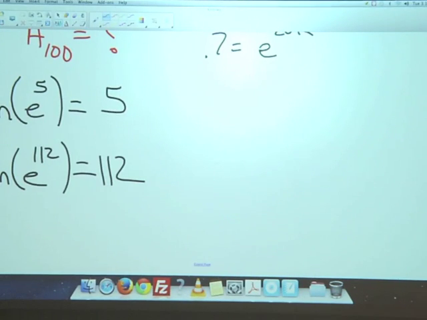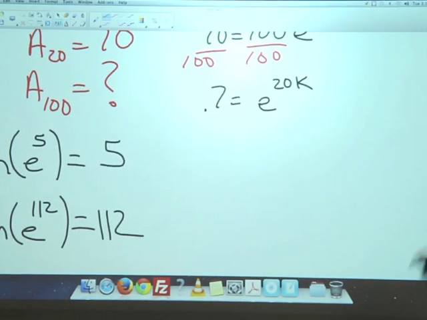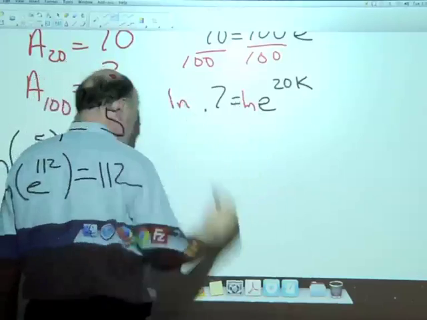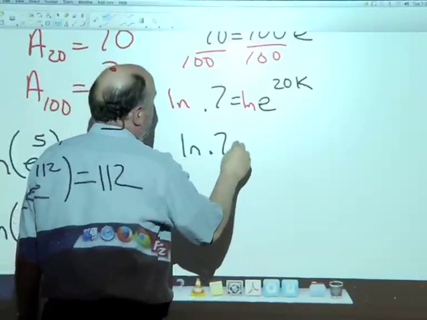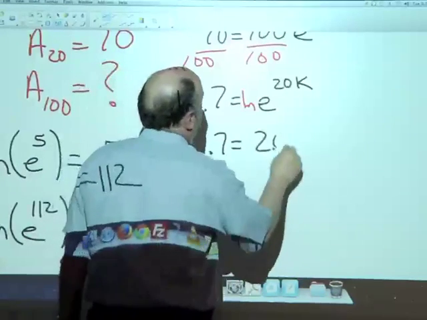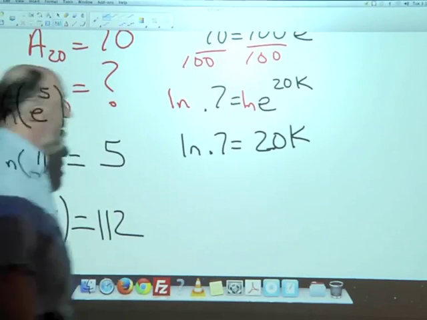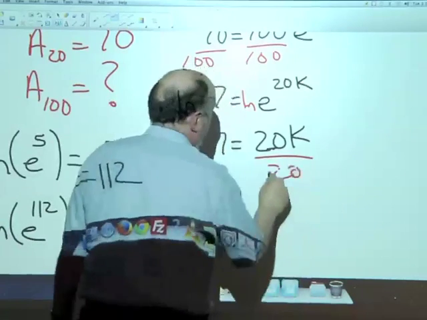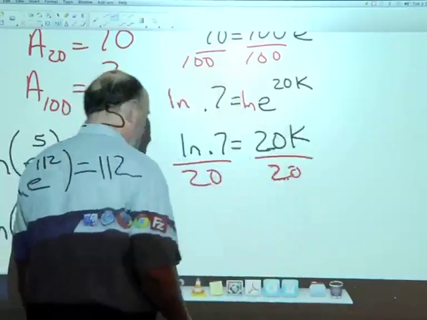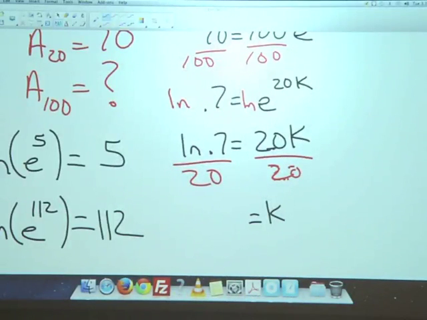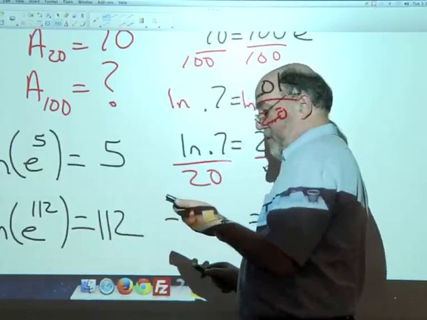So if I want to get to that exponent in my equation, what I want to do is take the natural log of both sides. So I take the natural log over here, and the natural log over here, and we get the natural log of 0.7. These two cancel, and I get 20k. Well, what's the opposite of multiplying? Dividing. So we divide that by 20, and we plug that into the calculator, and we get the value for k. That number comes out to be negative 0.0178.